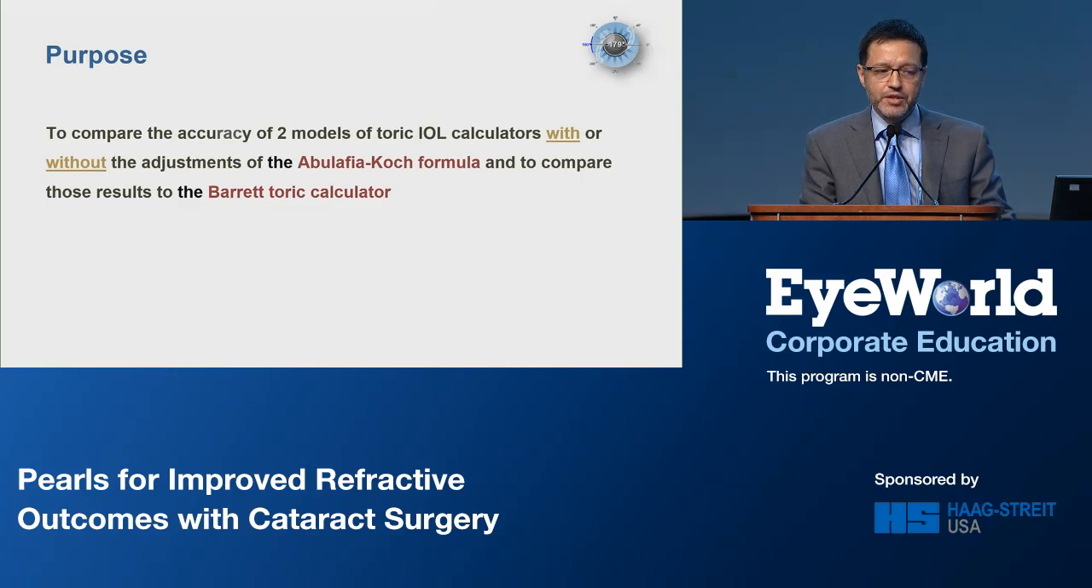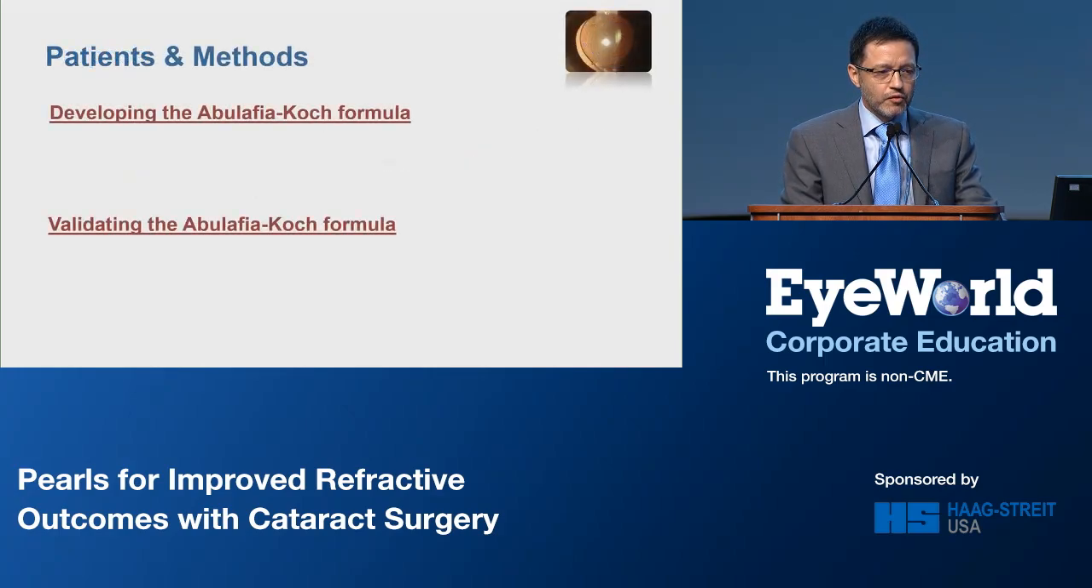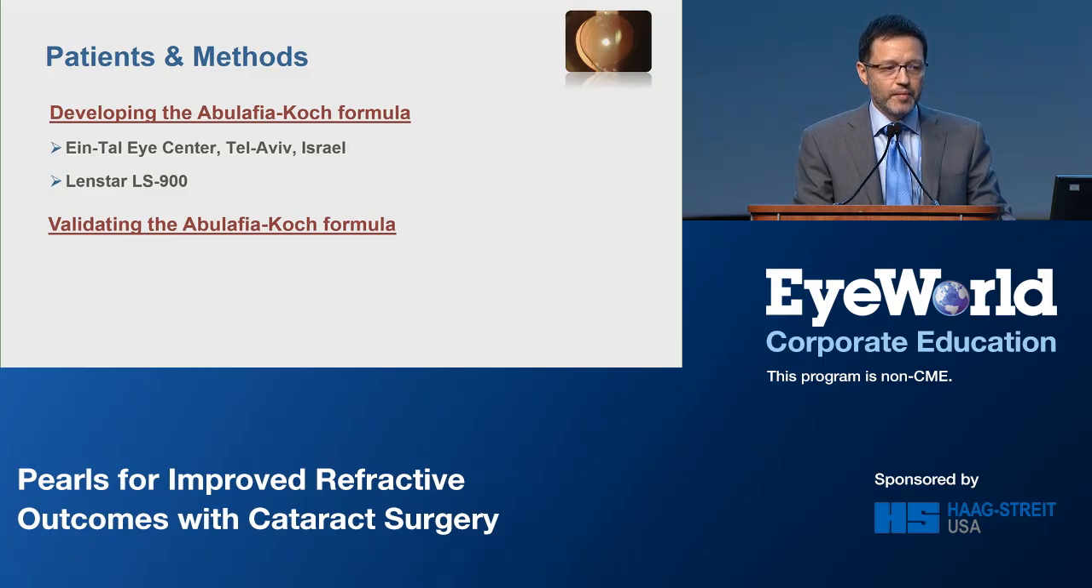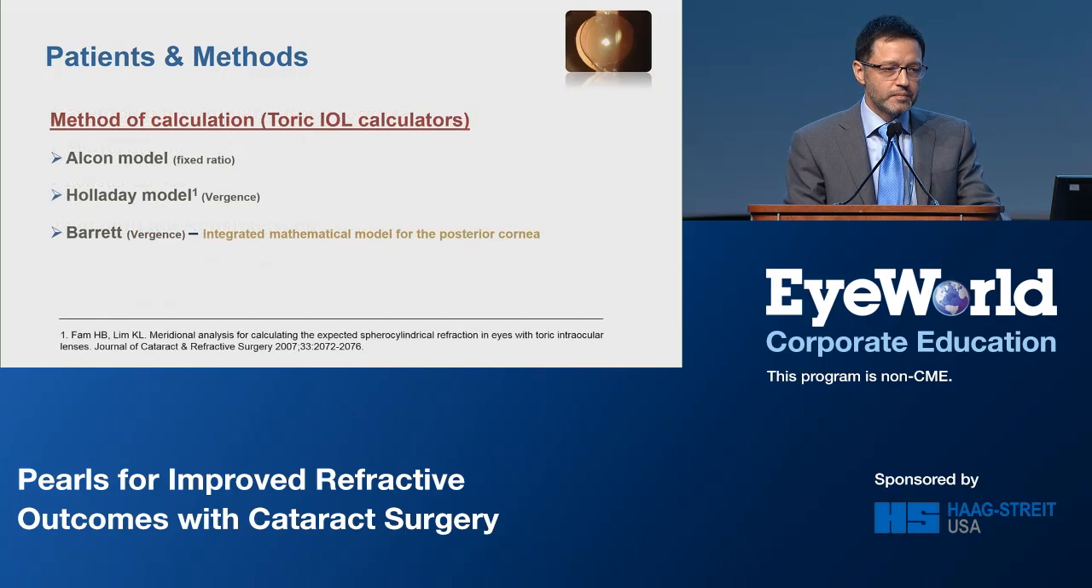So we published a paper about this formula about 2 years ago, and the purpose of it was to compare the accuracy of 2 models of toric IOL calculators with or without the adjustments of the Abulafia-Koch formula, and to compare those results to the Barrett Toric calculator. For developing the formula, we used Lenstar measurements from the Ental Eye Center in Tel Aviv, Israel, and for validating it, we used the IOLMaster 500 measurements from the Lions Eye Institute in WA, Australia.